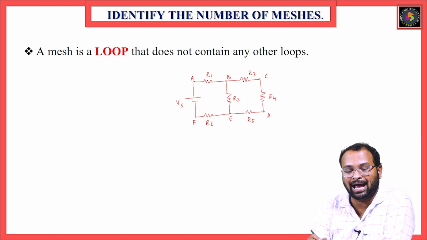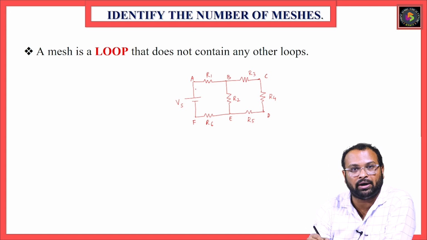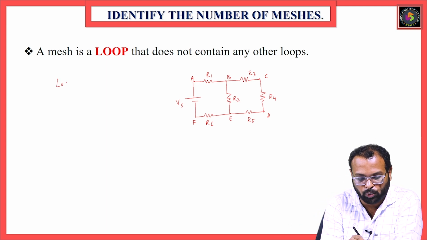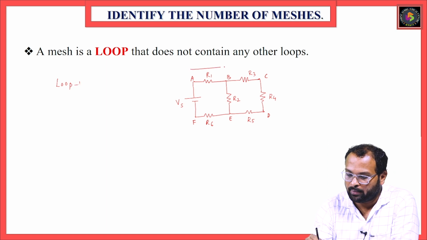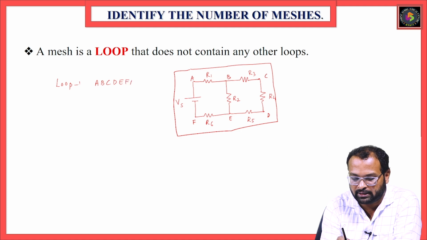Node means the point where two or more elements are connected. Now if you want a loop, a loop starts at one point and ends at the same point: the path of a current which starts at one point and comes back to the same point without touching any other node twice. If you want to see how many loops we have, loop 1 is A, B, C, D, E, F, A. So loop 1 starts from A, B, C, D, E, F, A.